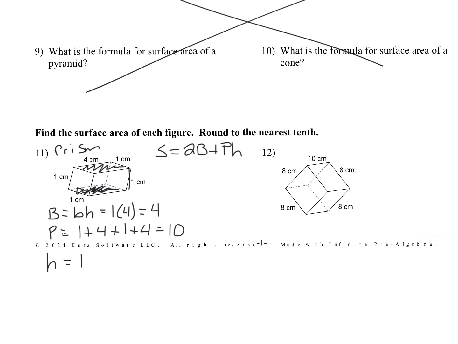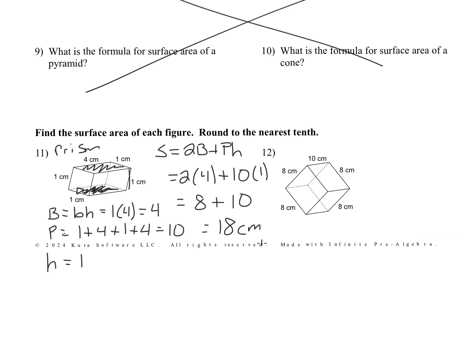Okay. Once you have all 3 of those, you're going to plug them in. So 2 times capital B, which we said was 4, plus 10 times 1. 2 times 4 is 8. 10 times 1 is 10. What's our final answer? 18. Don't forget what?